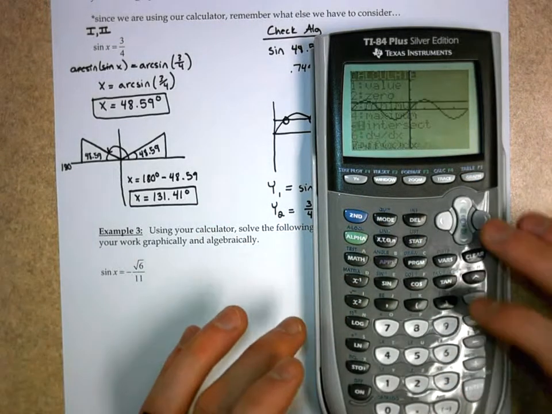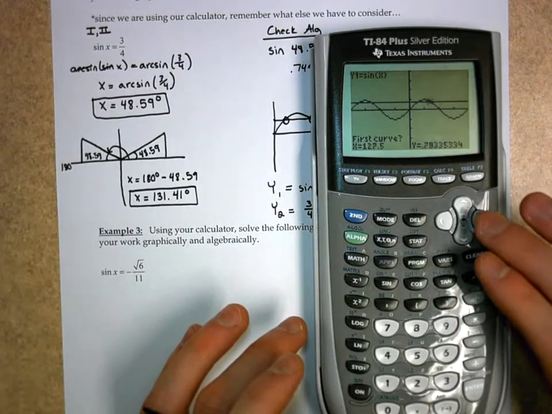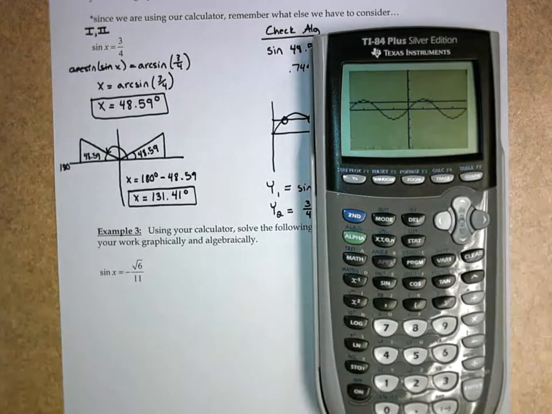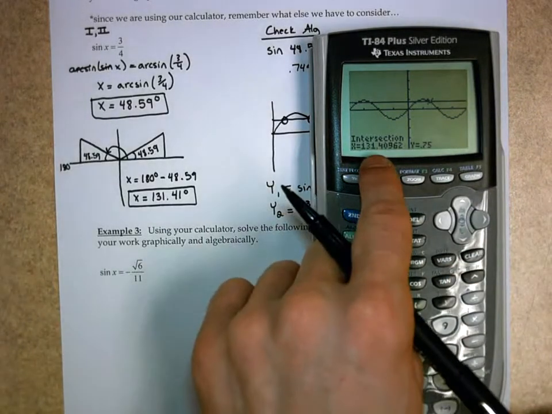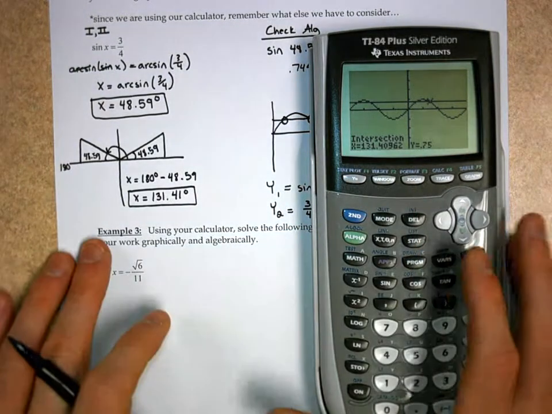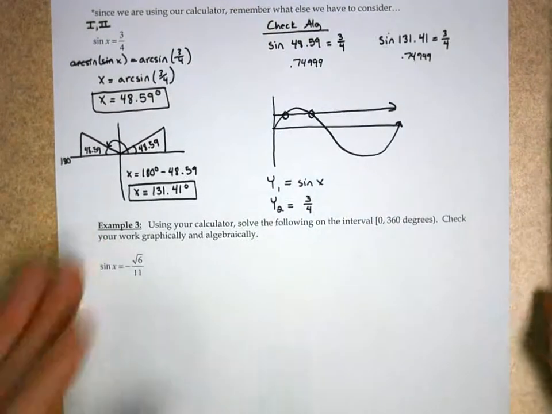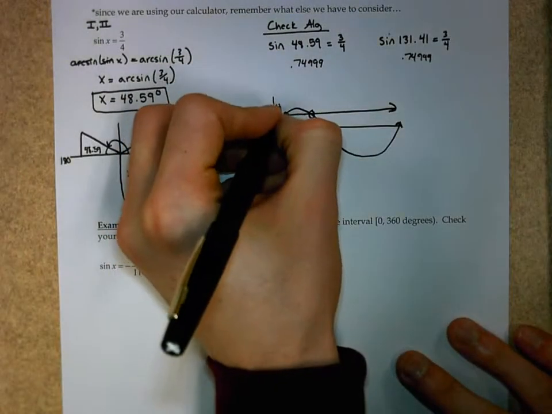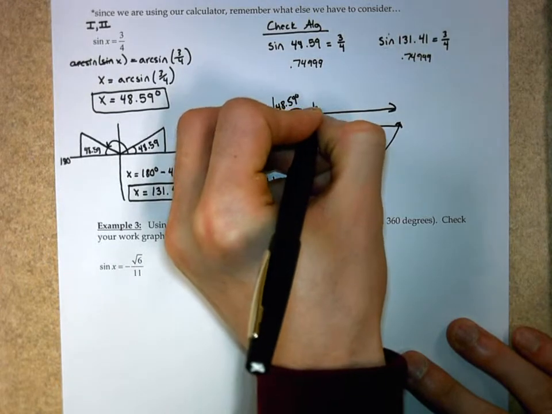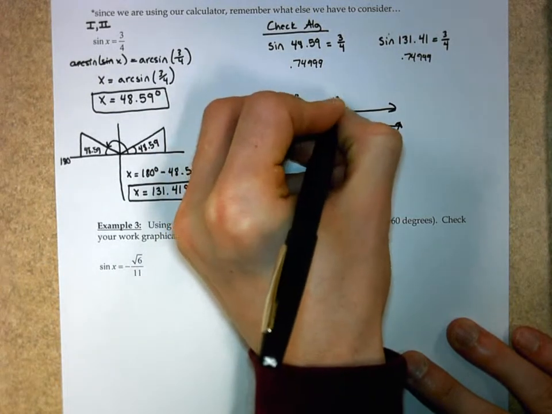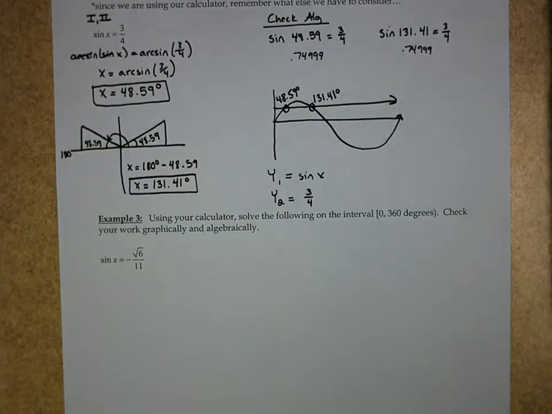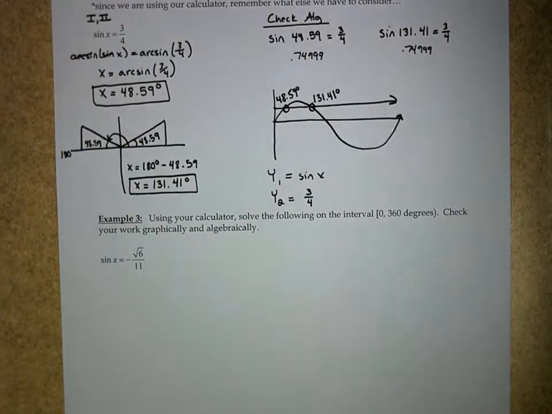And then we'll just confirm my other intersection is this 131.41. And sure enough, 131.409, that rounds to 131.41. So right here I can see this point of intersection is 48.59 degrees. This one is 131.41 degrees. So I've checked this problem algebraically and graphically, and I got my two solutions.